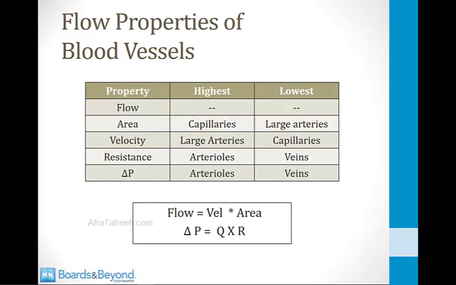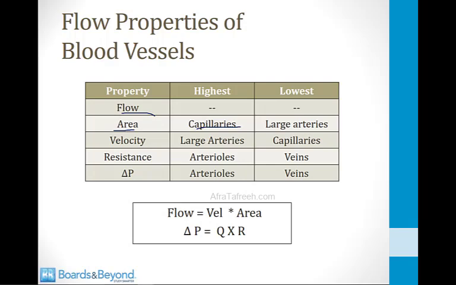So let's look at this table I've placed on the screen here describing the flow properties of different types of blood vessels. Flow is the same through all the types of blood vessels. There's no set that has higher or lower flow. All the types of blood vessels, arteries, veins, capillaries, have the entire cardiac output flowing through them. The total area for flow, however, is different through different vessel types. The capillaries, it turns out, have the highest area for flow.